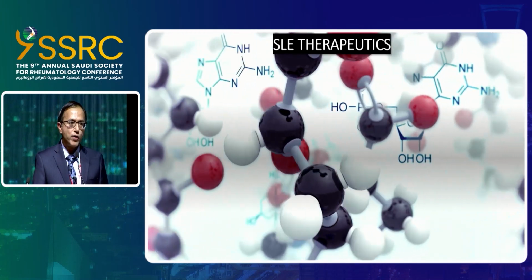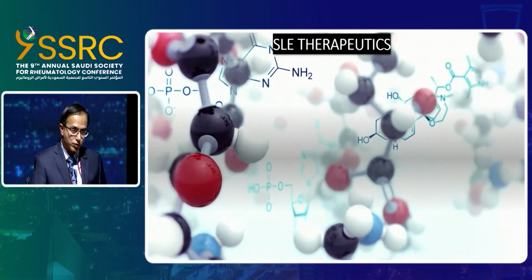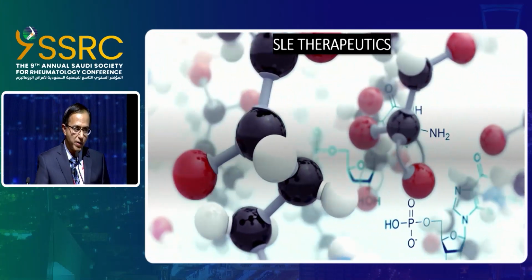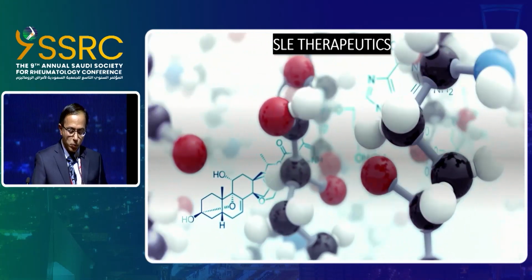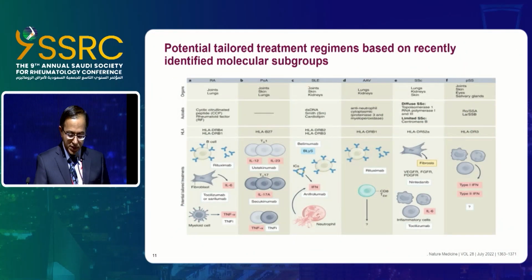So what have we accomplished in terms of lupus therapeutics in the past decade? A lot to talk about. In the interest of time, I'd like to be as brief and as concise as possible. So this is the potential tailored treatment in different autoimmune diseases, published very elegantly in Nature Medicine in 2022. I'd like to draw your attention to the lupus part. I know I don't have a pointer here, but if you look exactly in the middle, that's the SLE.